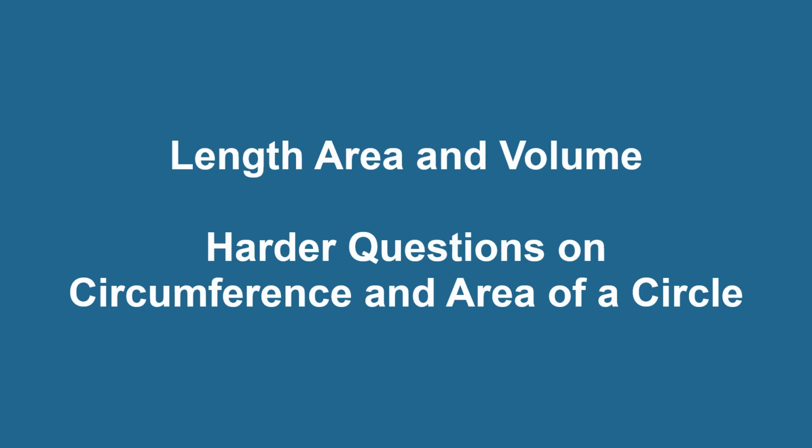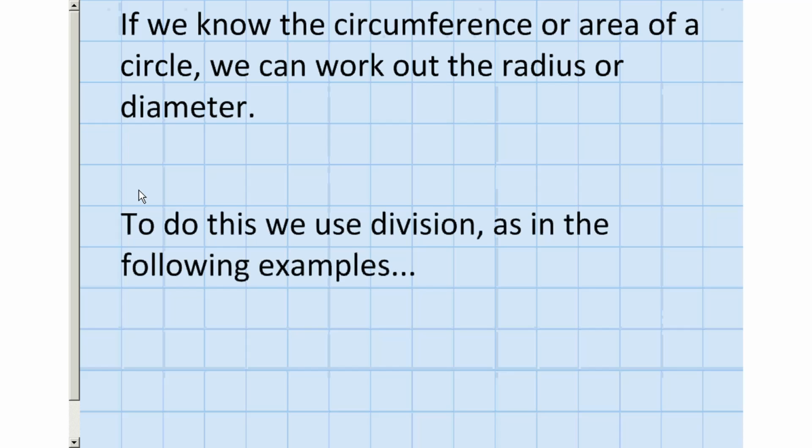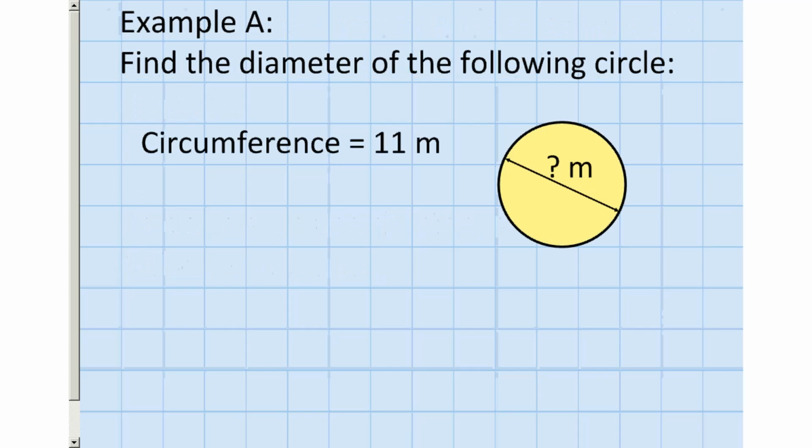Harder questions on circles. So what I mean by that is sometimes we can know the circumference or the area and want to work out the radius or the diameter. Now to do that we need to use division, and the best way to demonstrate it is in the following examples. So find the diameter of the following circle.